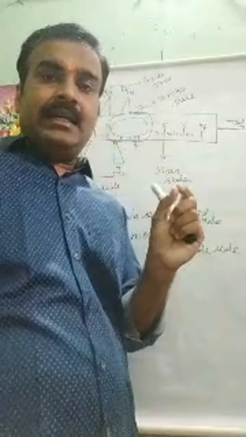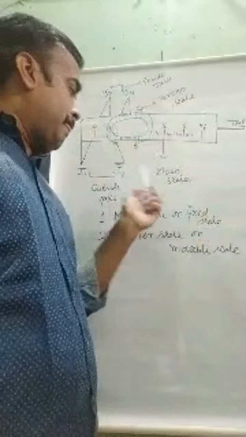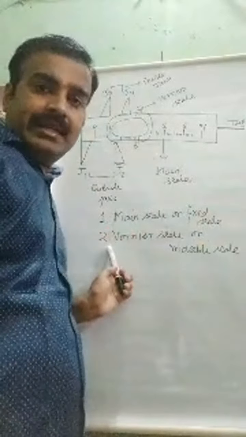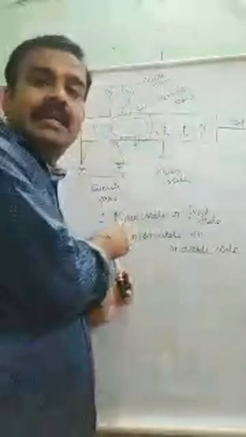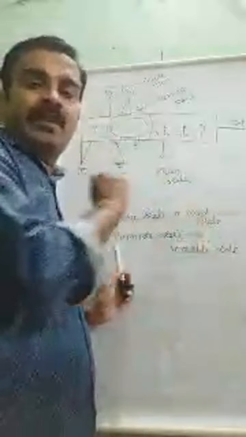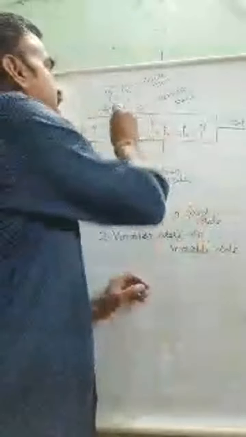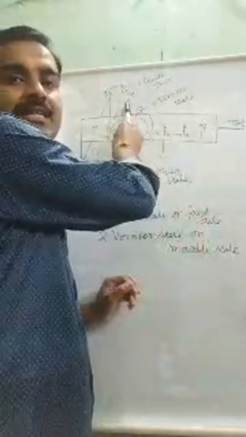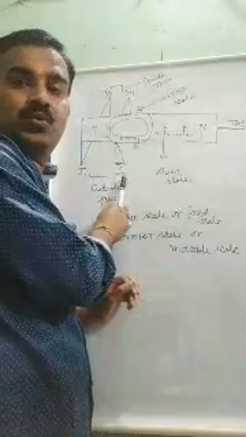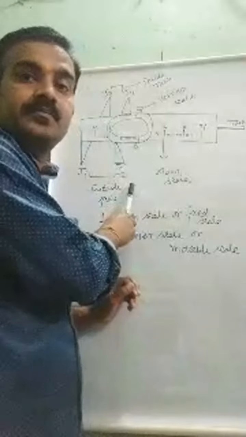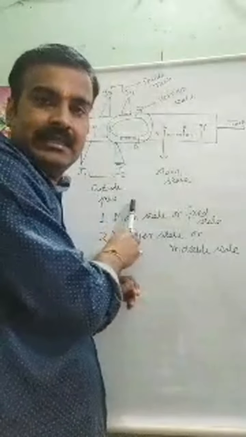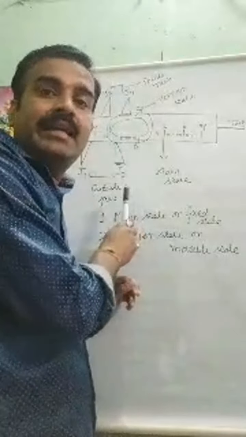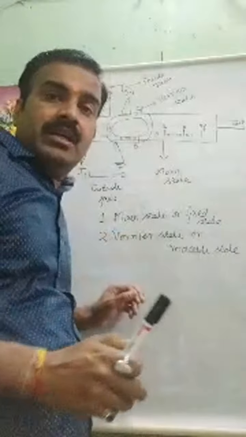Okay, now see, there are two scales. The major parts are the main scale and the Vernier scale that can slide above the main scale. There are four jaws, J1, J2, J3 and J4. J1 and J2 are called the external jaws.